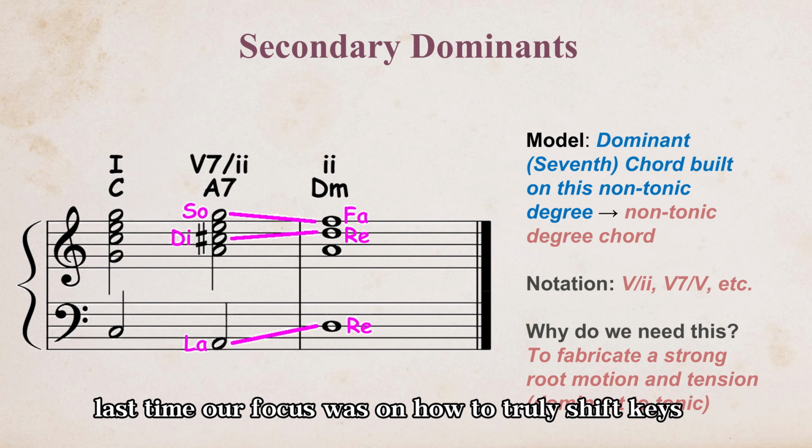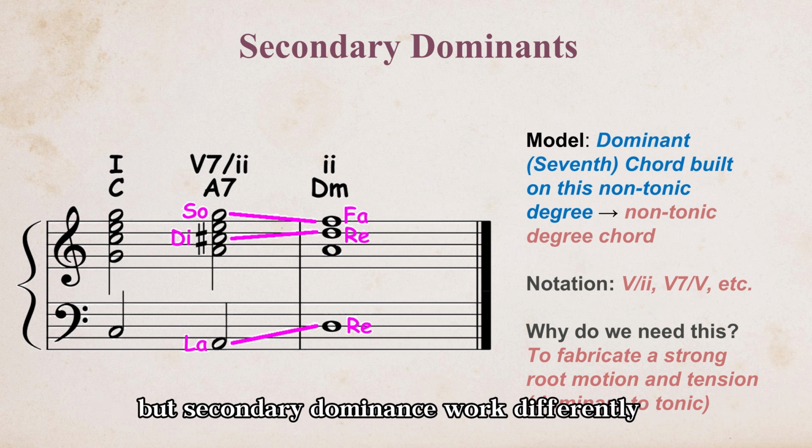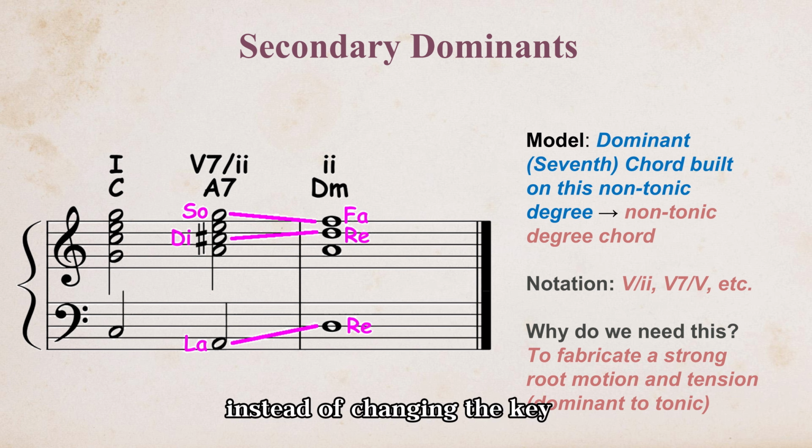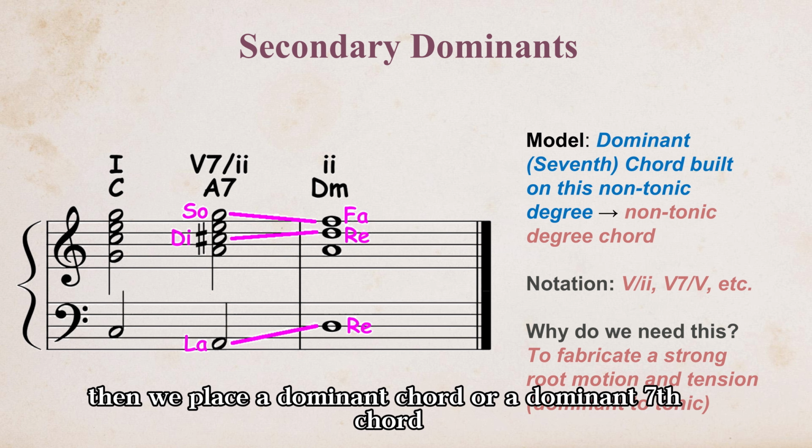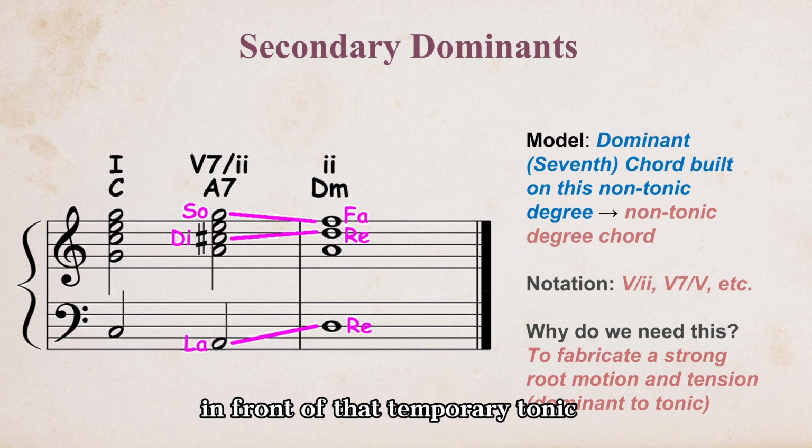Last time, our focus was on how to truly shift keys. But secondary dominants work differently. Instead of changing the key, we temporarily treat a non-tonic degree of the scale as if it were the tonic. Then we place a dominant chord or a dominant seventh chord in front of that temporary tonic.